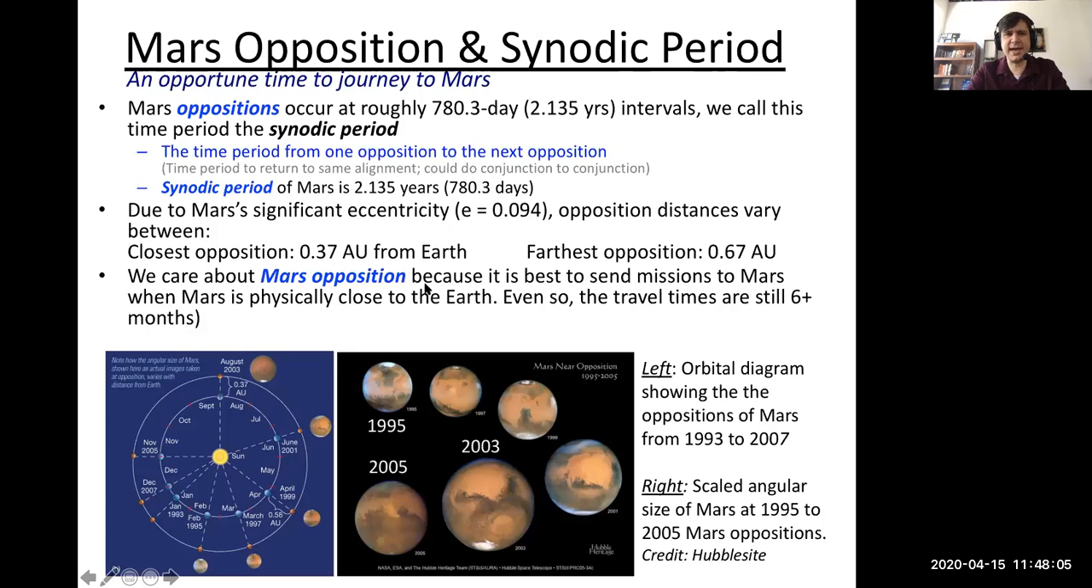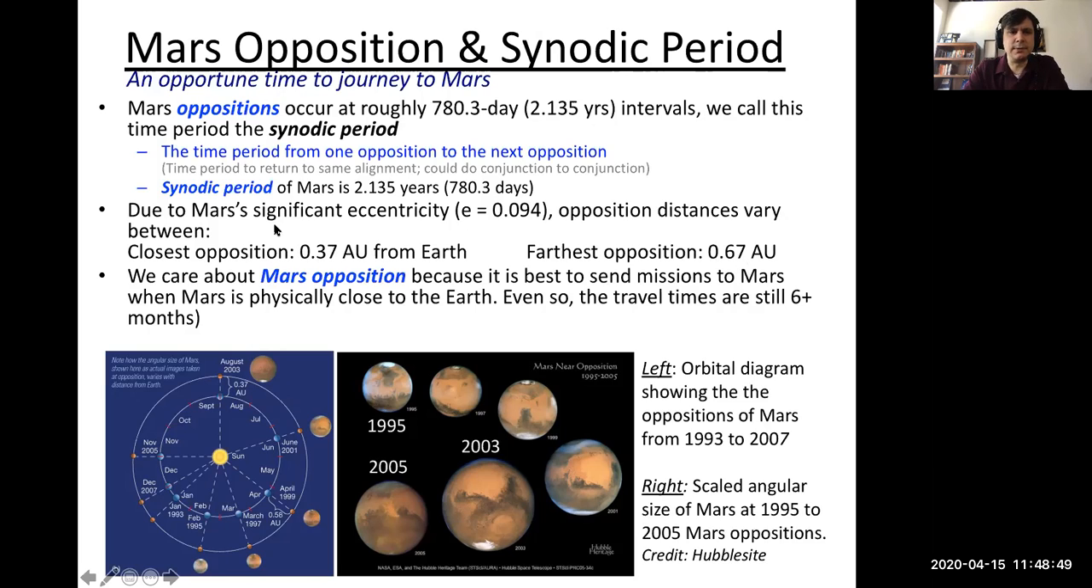So Mars has a somewhat high eccentricity for a planet, an eccentricity of 0.094, almost 0.1, which means that it varies significantly in its perihelion and aphelion points, which means that if we have opposition near perihelion, then opposition occurs much closer. Mars is much closer to that opposition, an opposition with Mars at perihelion of 0.37 AU. But if we have Mars at opposition at aphelion, then Mars can be as far as 0.67 AU during opposition, which is kind of interesting to think about.